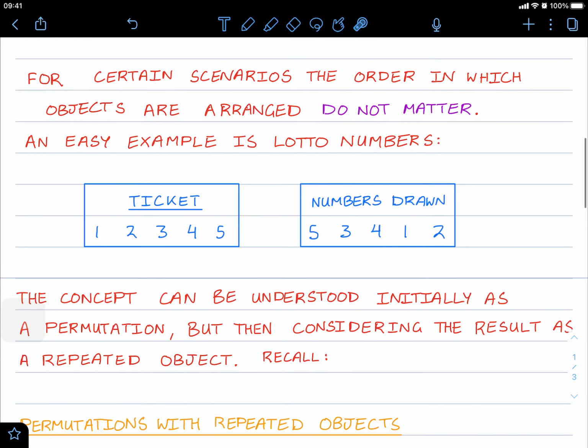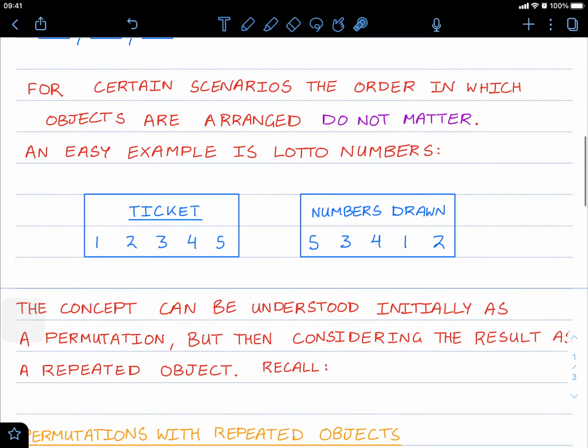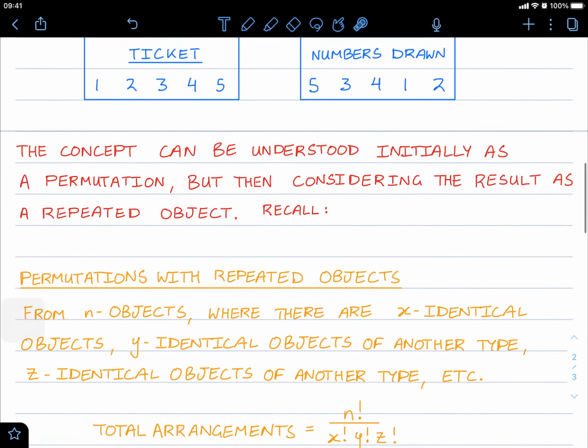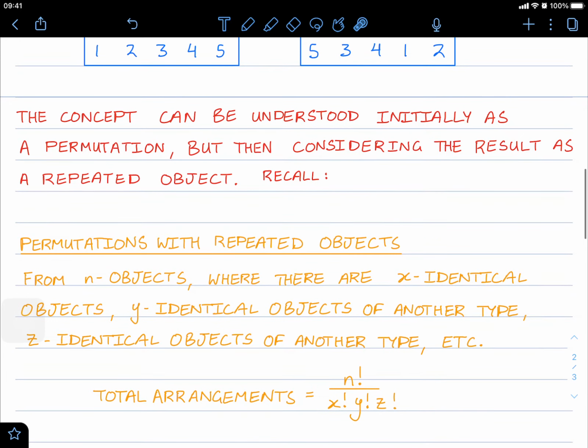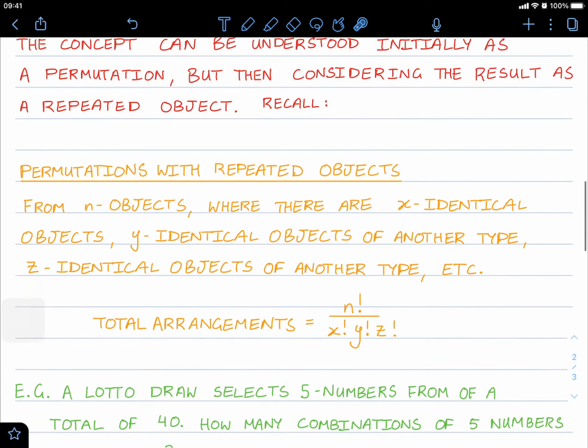So how could we count this? Well, the concept can be understood initially as a permutation, but then considering the result as a repeated object. So let's recall the following. With permutations with repeated objects, we take the total, and then we simply divide out the number of ways that it can repeat.